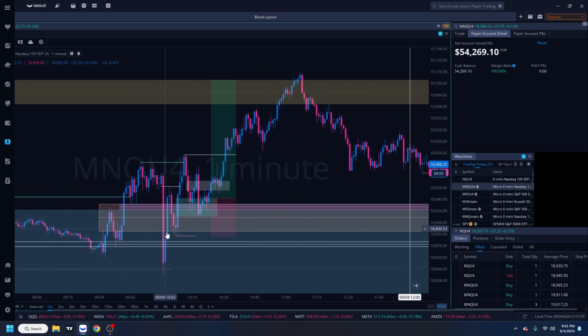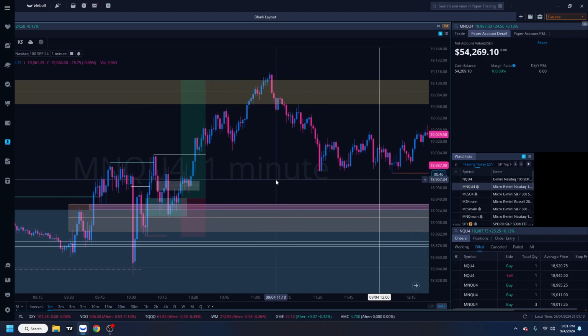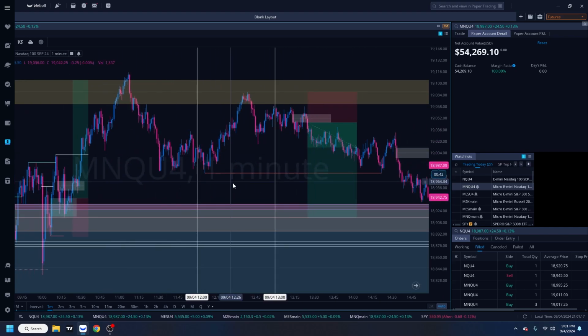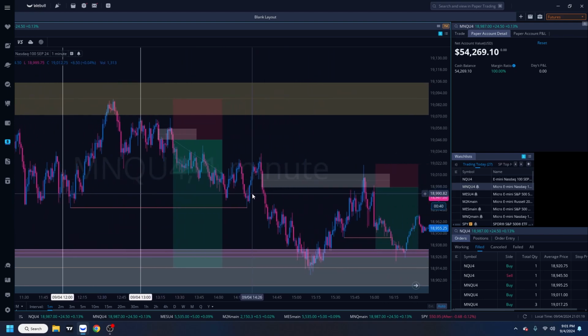Again, like I said, this move here, we very likely would have entered short somewhere in here and got stopped out on that trade. But there were three other really good opportunities to take outside of that one.